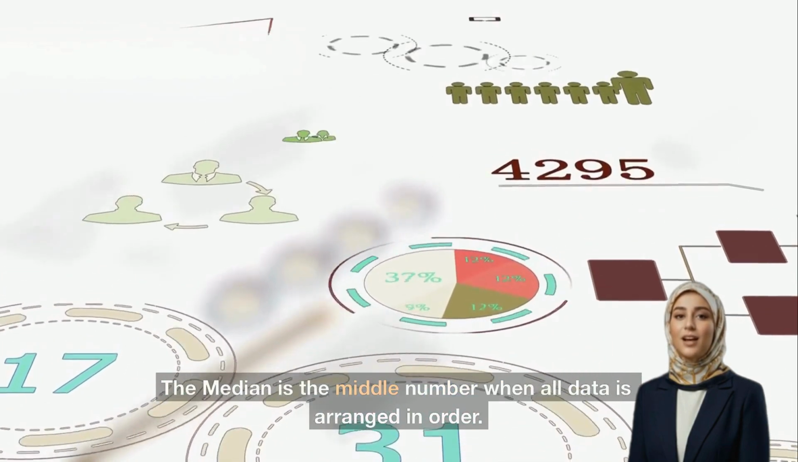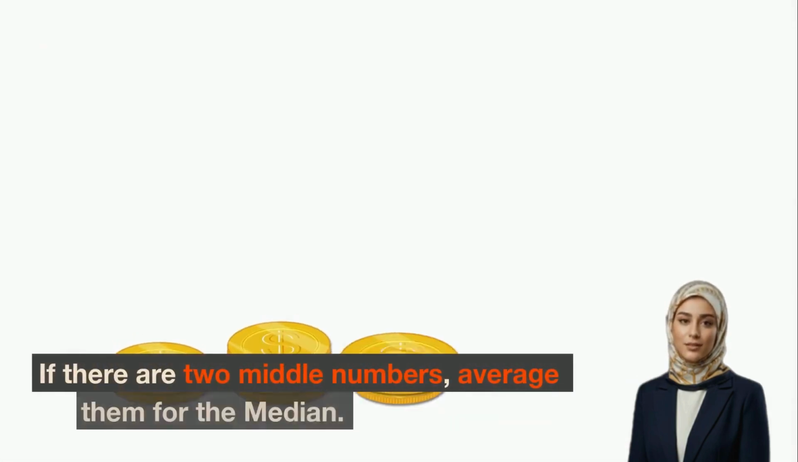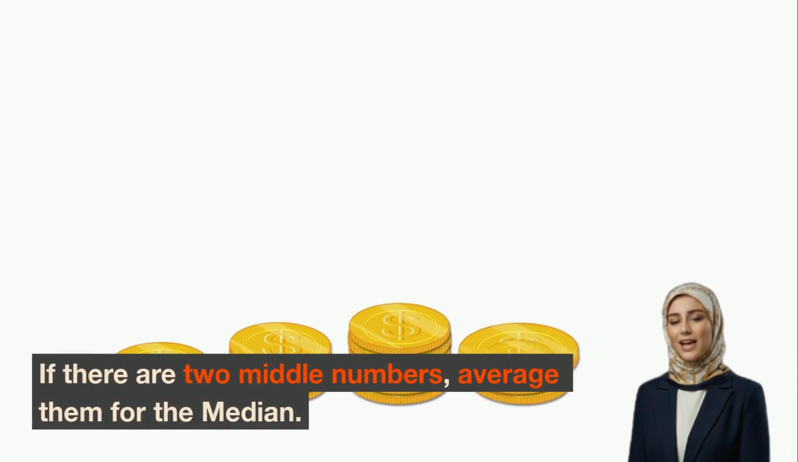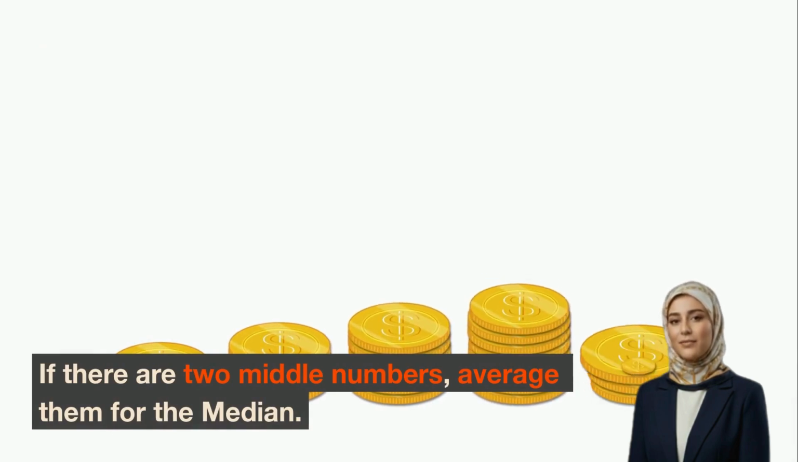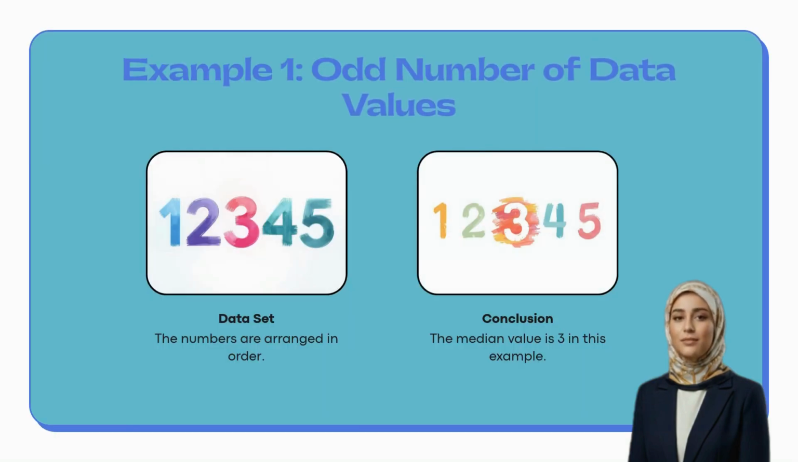By the way, if there are two middle numbers, you need to find their average for the median, which means you need to add the numbers together and divide them by 2. Let's see some examples and get Mathified.